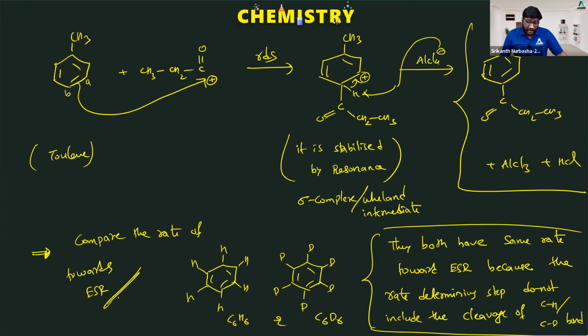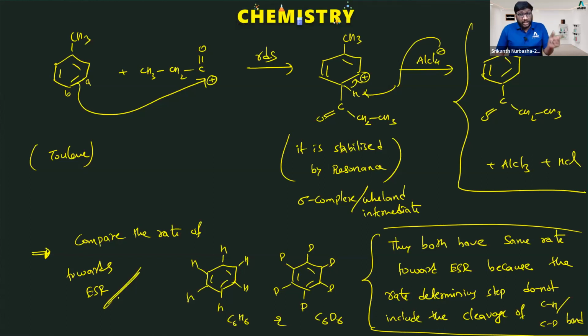Everyone understood this or not? The rate determining step is the pi electron attacking the electrophile. In the pi electron attacking the electrophile, the CH bond is not cleaved. The CH bond is cleaved in the next step, like AlCl4 minus picking up the proton. That is not the rate determining step. That means it will actually happen at a greater rate. That means that second step is happening very fast.